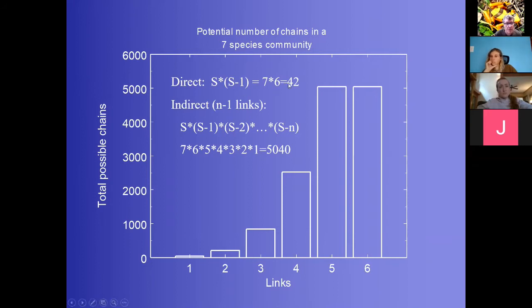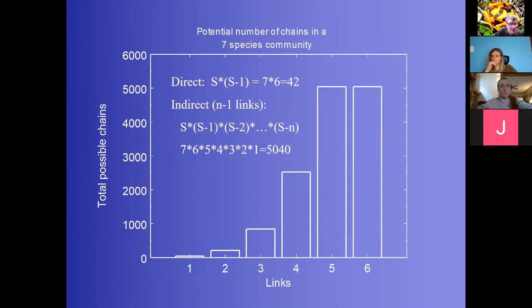And so that's 42. But if we have 7 species and we think about the indirect interactions, the equation is actually the 7 times 6, right? But then you get 5 times that for the 2-link interactions. Not the single direct interactions, but the first link of indirect interactions. Then 4 times as many, 3 times as many, 2 times as many, and then just 1 time for the full 7 linkages in that.